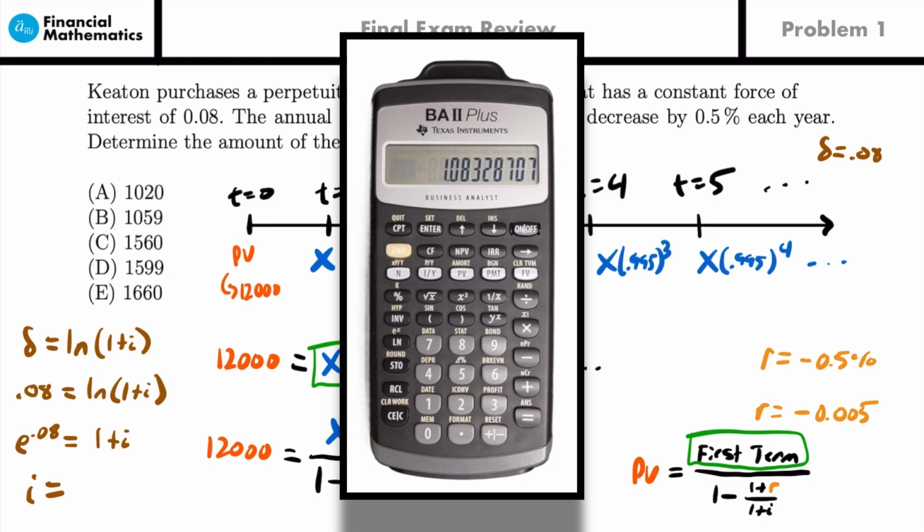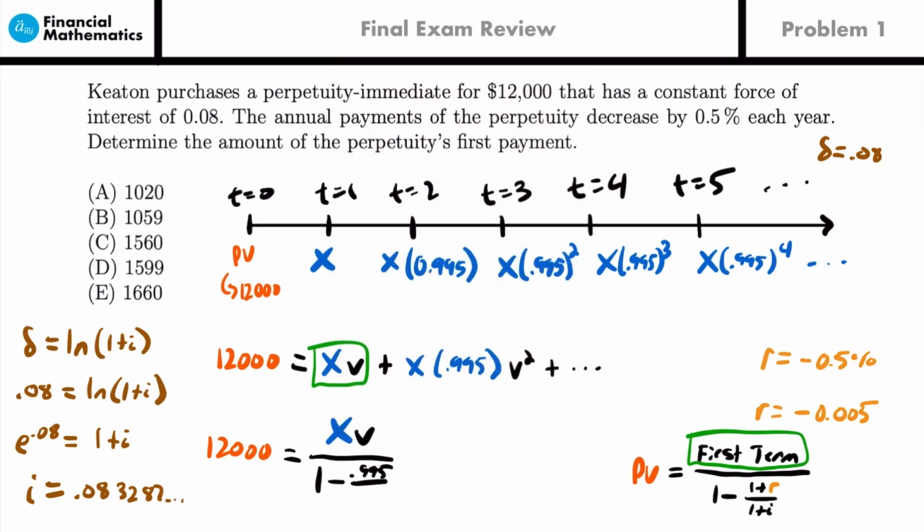So I'll write that down here. i is equal to 0.083287 and some more decimals. Now, that is what we need to use in this denominator here. In this formula, we need 1 plus r divided by 1 plus i. And 1 plus i will be 1.083287 and some more decimals. I'll just round it off like this.